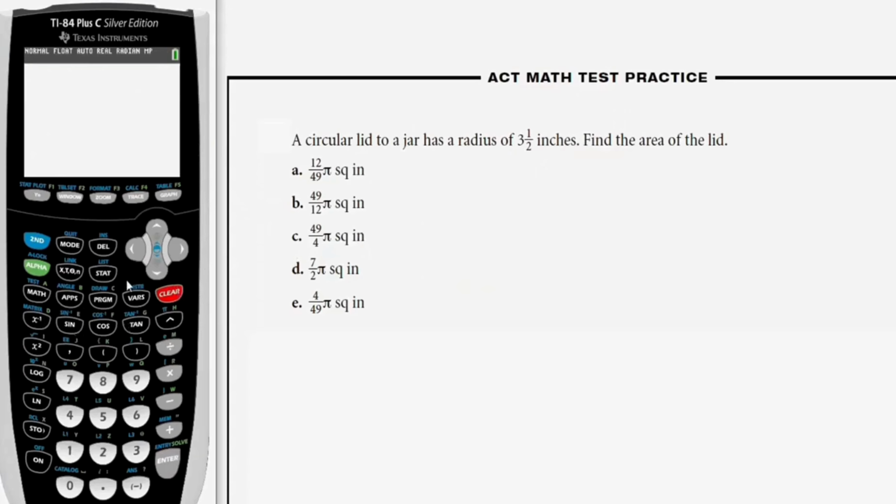So it's in fraction again, alpha window, fraction 1. So we have 49 over 4. Then put the pi. That's all. Press enter. 38.48 exactly. So the correct option is what? Option C. This is basically how you can solve this kind of problem using the TI-84 plus scientific calculator for an ACT math question. Alright, very simple.